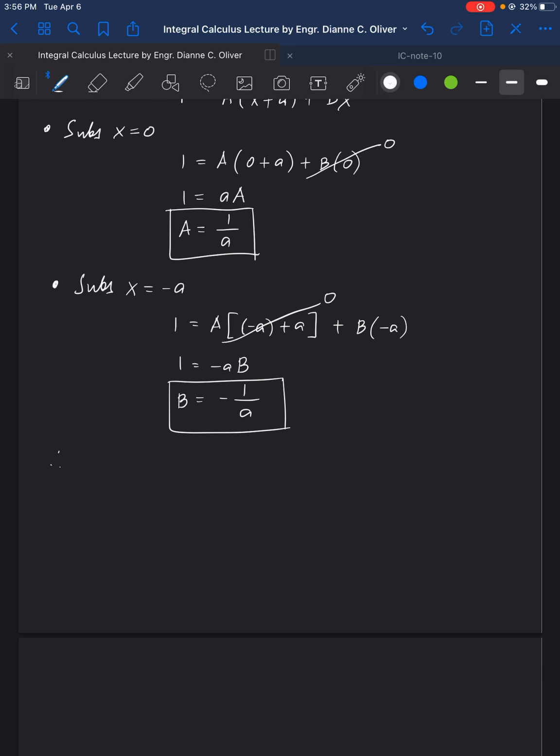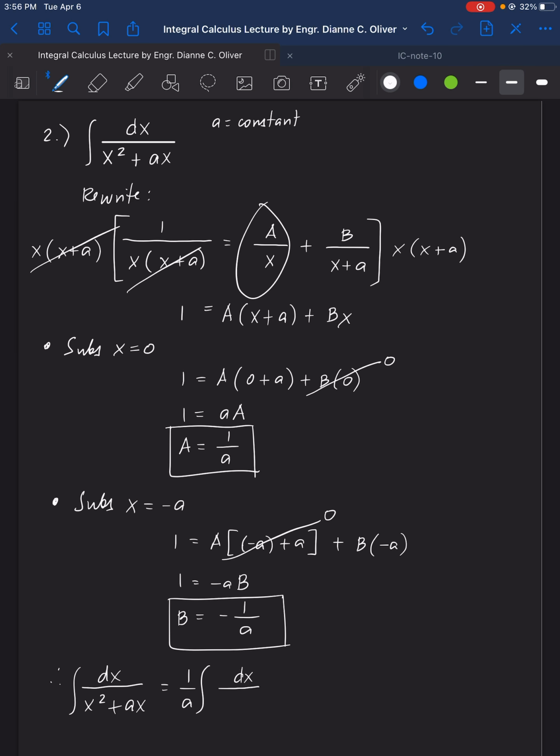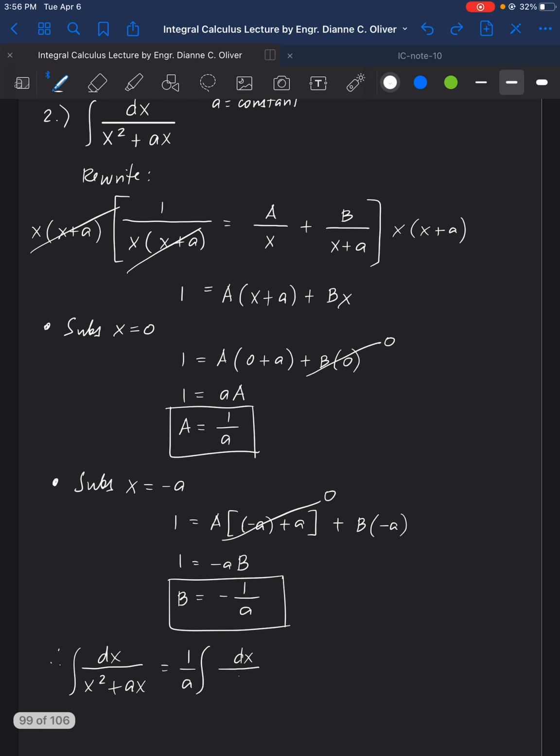So having the values of A and B, we can now go back to the original equation. So dx over x squared plus ax is equal to, the value of A is the constant, we can put it outside the integral sign, 1 over a, dx all over x. Then B is negative 1 over a, integral of dx over x plus a.